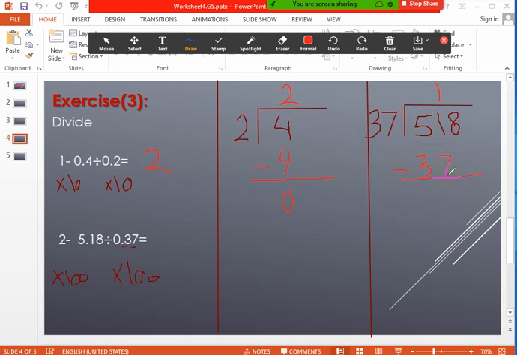Now let's subtract. 1 minus 7. Yes, the 5 will be what? And the 1 here will be? Yes, 11 minus 7. Very good, 4. And 4 minus 3.